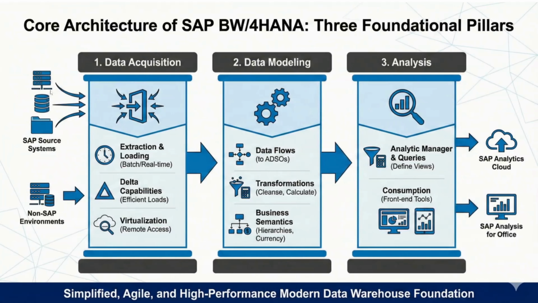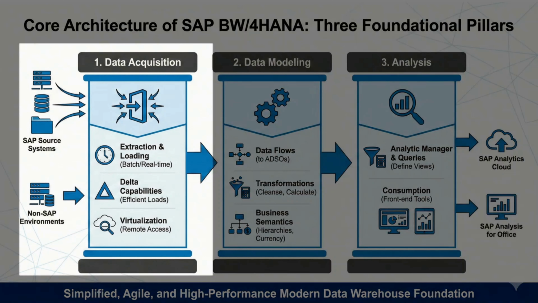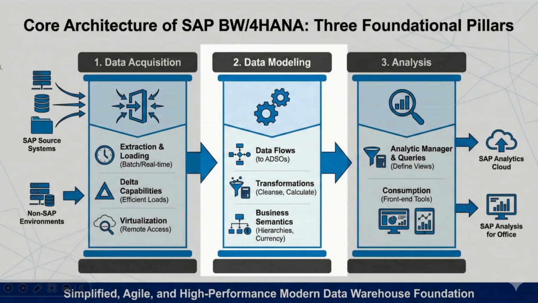Now, to understand SAP BW, you need to understand its core architecture. The complete data warehouse architecture can be described using three different layers, and everything in SAP BW revolves around these three layers. The first layer is the data acquisition layer, where the data is extracted from the various source systems and loaded into the BW system, either in scheduled batches or in real-time scenarios.